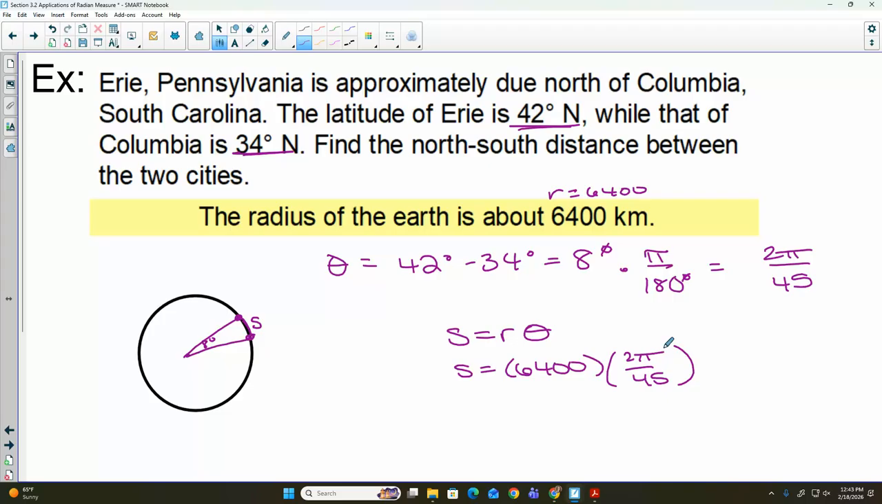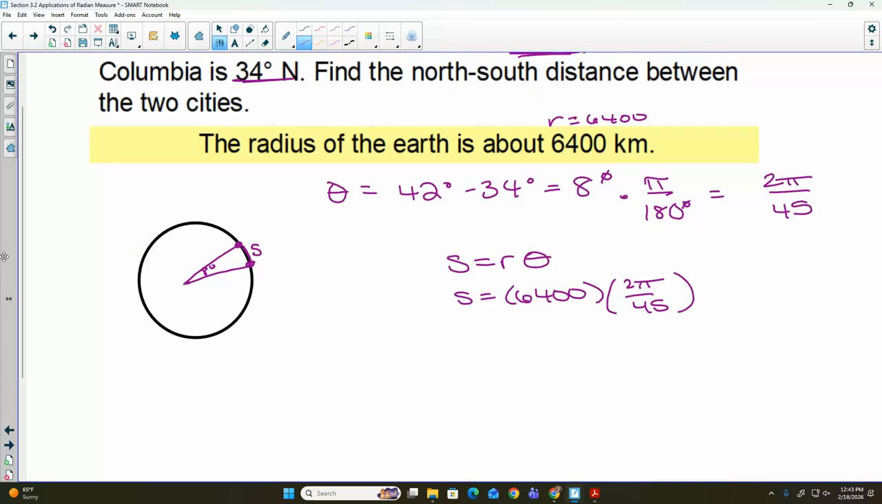This one is pretty ugly if you type it in. The decimal is repeating. Fraction is not especially nice. Let's just go ahead and multiply out the pi. We're trying to find a distance anyway. So if I just multiplied out everything, what do we get? 893.6. That would be in kilometers.